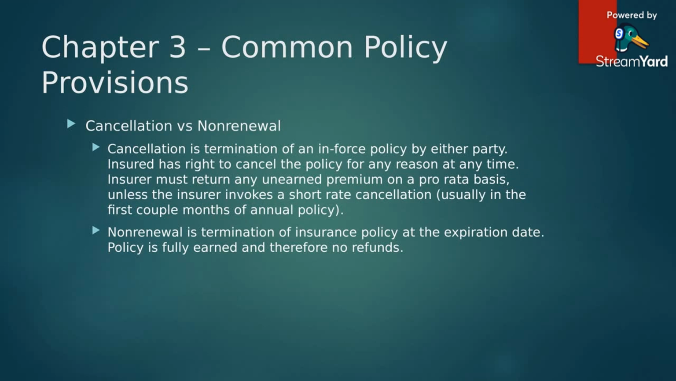So what condition in the policy would address this situation? Would it be A, other insurance, B, arbitration, C, assignment, or D, abandonment? So in this case, because he's trying to abandon the car to the insurance company because he doesn't agree with the assessment of the partial loss, it is D, abandonment.